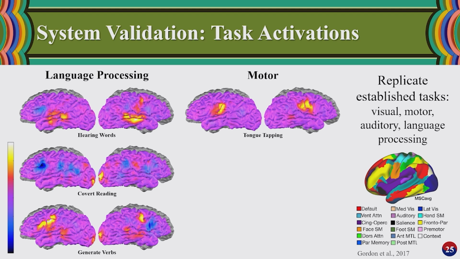On the left, we have language processing tasks, where auditory word stimuli activate auditory cortex in the temporal lobes, visual word stimuli activate visual cortex in the occipital lobe, and higher language tasks, where the subject must generate a word in response to a stimulus, have a diffuse activation pattern consistent with the literature. On the right, we have a motor task, where the participant taps their tongue inside of their mouth, which activates the somatomotor face area, and as we can see, it is dorsal to the auditory activations.